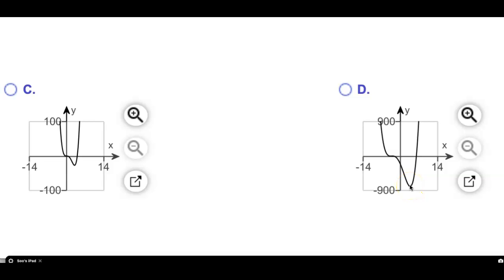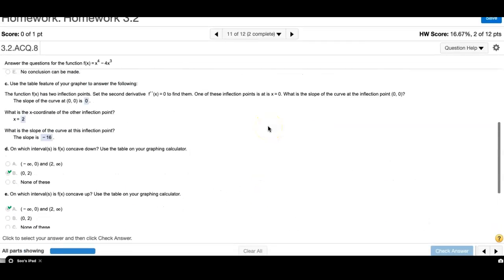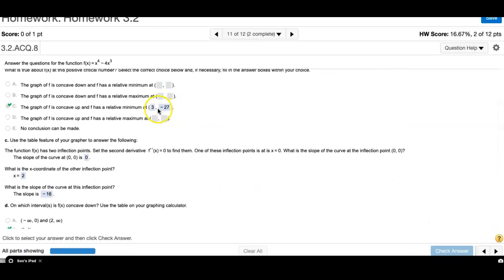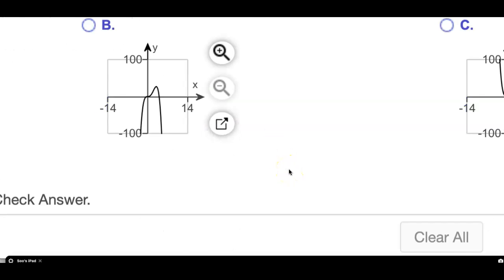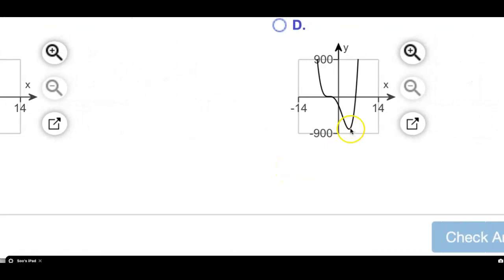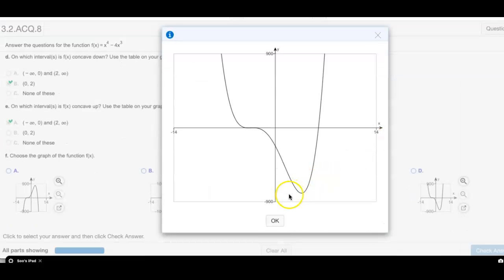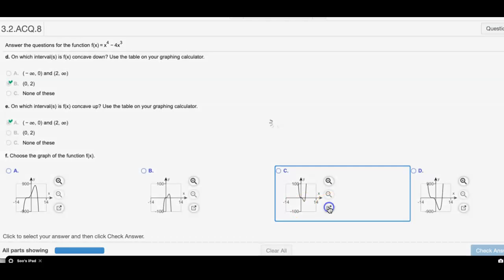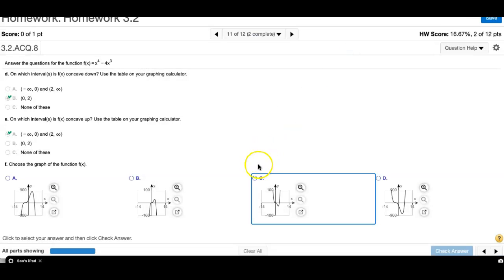So do we have a relative minimum? Did we find that value sometime? I don't know. I can't remember. It's been 18 minutes, guys. Oh, we did find the relative minimum is at 3, -27. So which one has a value at 3, -27, C or D? Let's see. Now look, D goes down to close to -900. I don't think it's that because it goes way too low. No, my relative minimum was only at 3, -27. This looks more like it. I'm going to click on C.